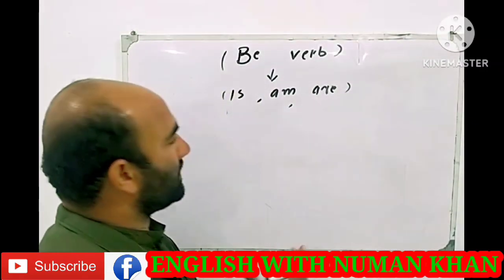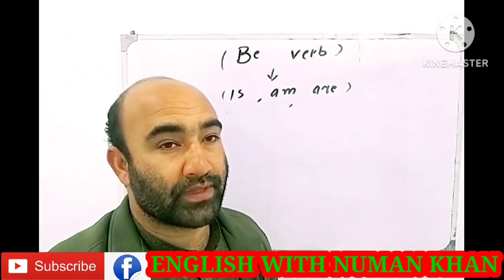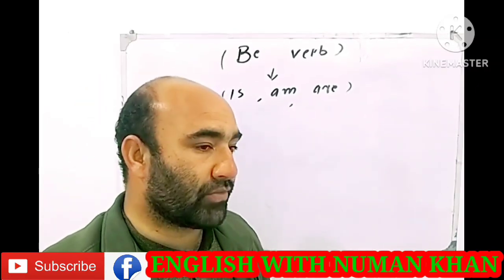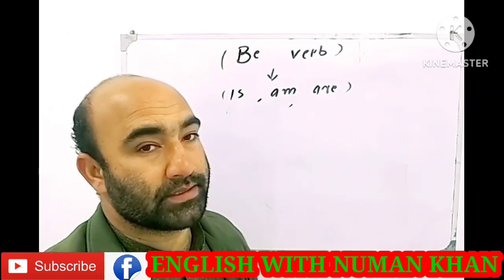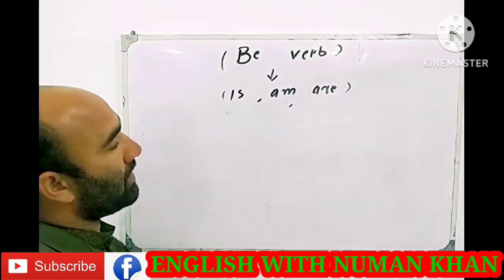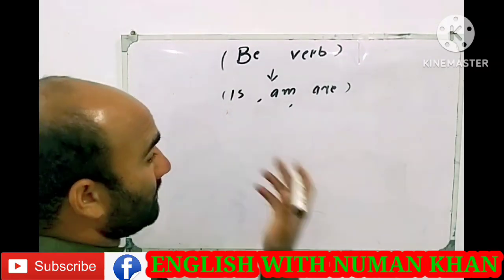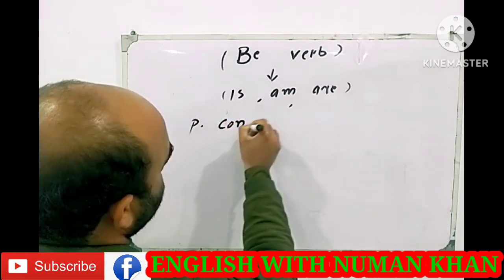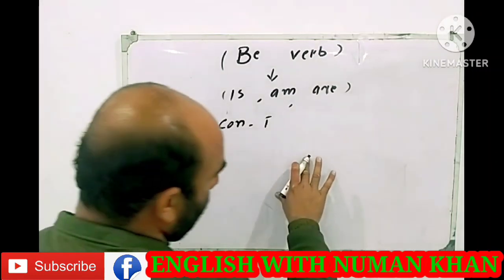As we know, be verbs is, am, are. They are also used in the present continuous tense. Whenever we are talking about that thing which is going on right now, we use there the be verbs. Look at here, is, am, are. If we take the example here, the present continuous is a helping verb. Present continuous tense.